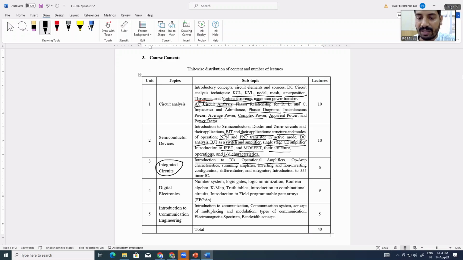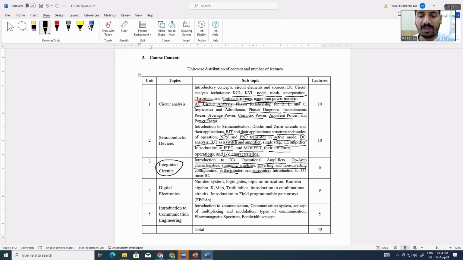Then, what are the characteristics of op-amp? We will study the ideal characteristics and practical characteristics. Then we will study different types of amplifiers based on op-amp. You can see here summing amplifier, inverting and non-inverting amplifier, then differentiator, integrator. These are different types of amplifiers based on the operational amplifier, that is IC741.